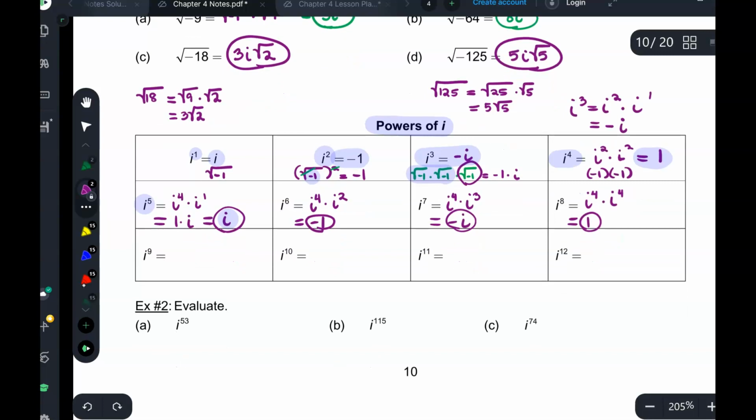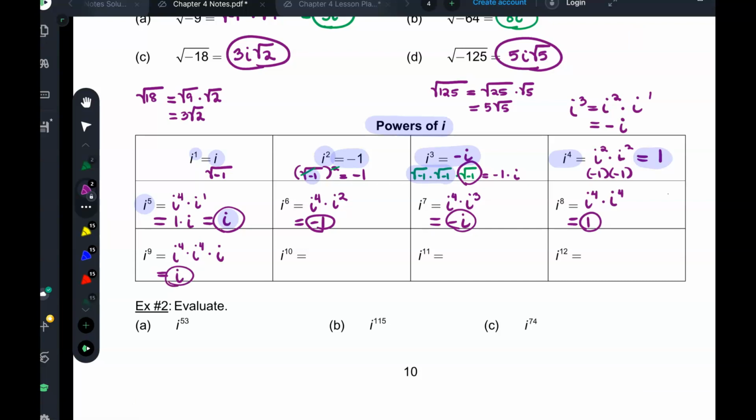Okay, i to the ninth. Again, if you look at this first column, you'll notice a pattern here. The second column, you should be noticing a pattern here, third, and the fourth. So when I have i to the ninth, basically I have i to the fourth times i to the fourth times i. So i to the ninth will be just i.